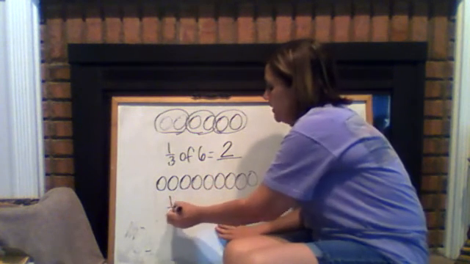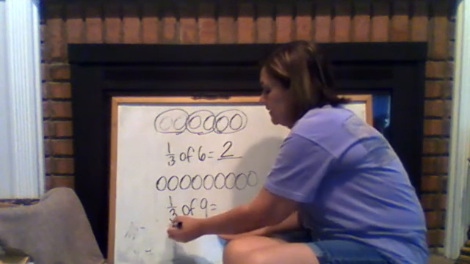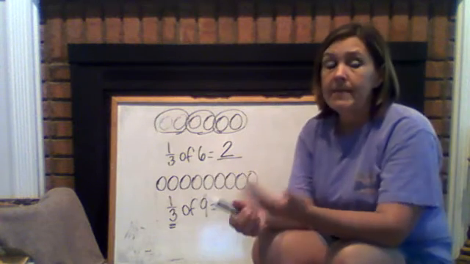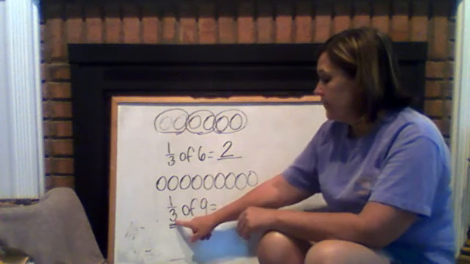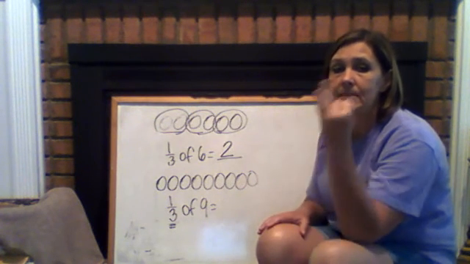And this time I want to know what 1/3 of 9 equals. Again, my denominator is 3, so I'm making this group into 3 equal groups. So I'm going to count by 3s until I say 9. So here we go. 3, 6, 9.